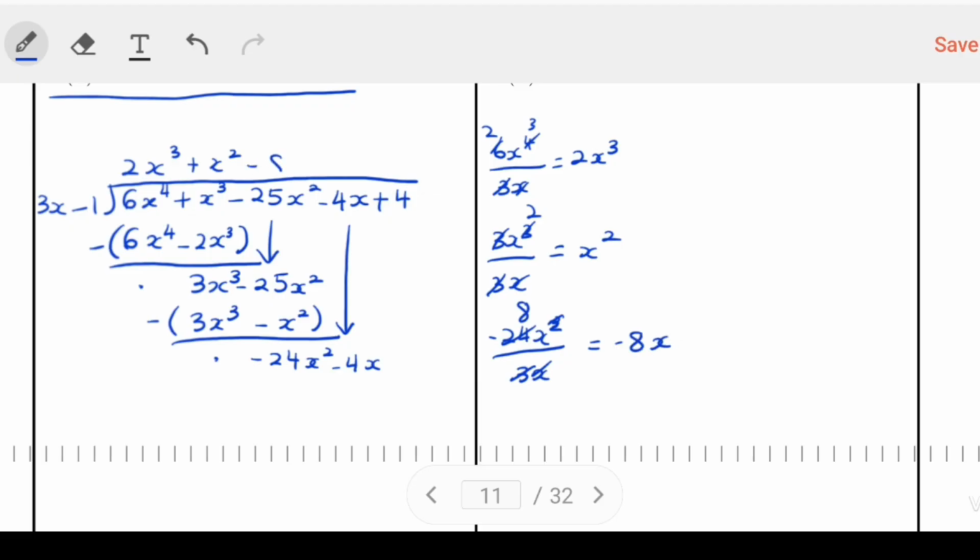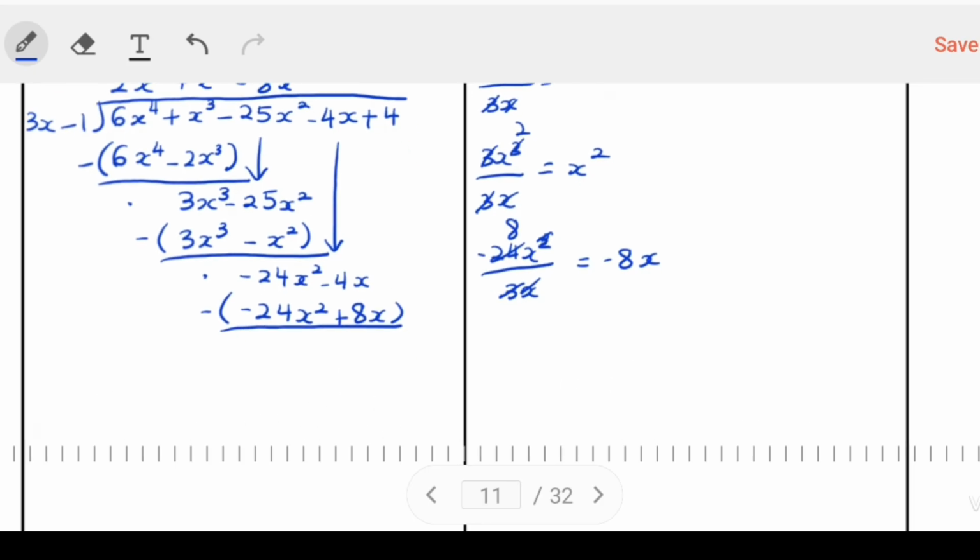Put negative 8x on top of the long division. Negative 8x multiplied by 3x, you're going to get negative 24x squared. Negative 8x times negative 1, we're going to get plus 8x. So after we multiply, we subtract. Negative 24x squared minus 24x squared, we're going to get 0. Negative 4x minus 8x, we're going to get minus 12x. Bring down 4.